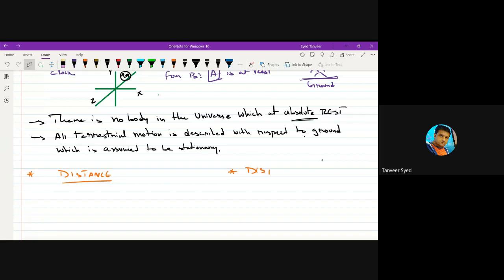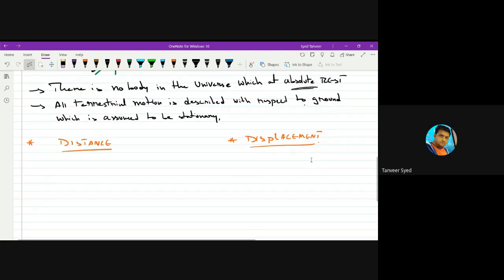Distance and displacement. What are these two things? Distance is a common general word. We use it in our daily lives also. Distance is used to convey how far away something is, or how much path you should travel to reach that point. You say that the distance of your school from home is 2 kilometer, or distance between two cities is 100 kilometer, 200 kilometer, like that.